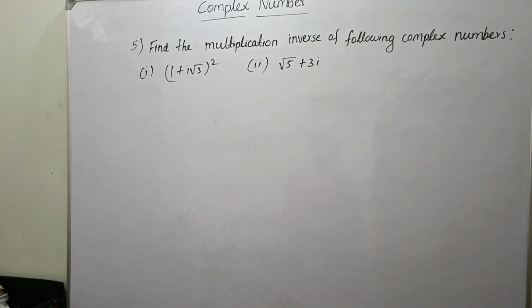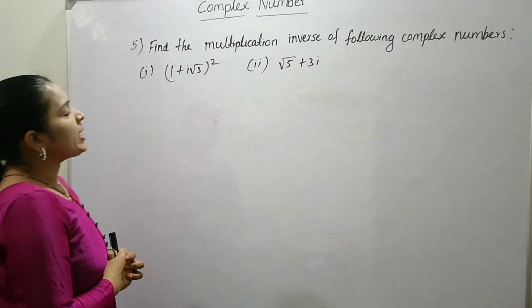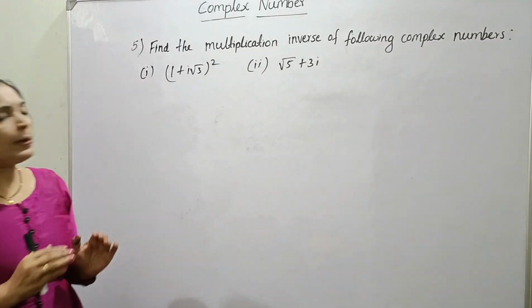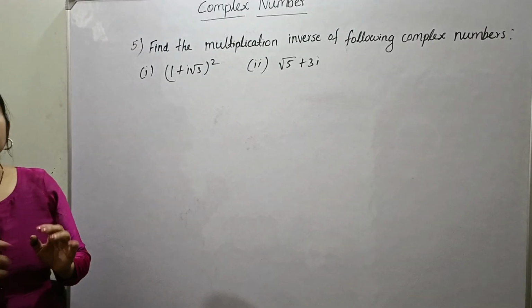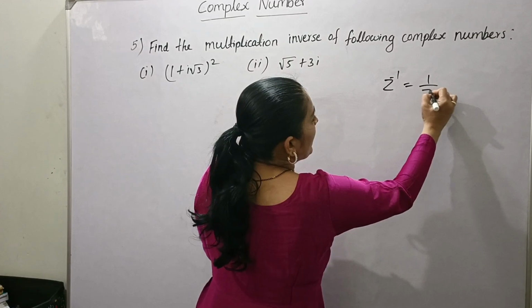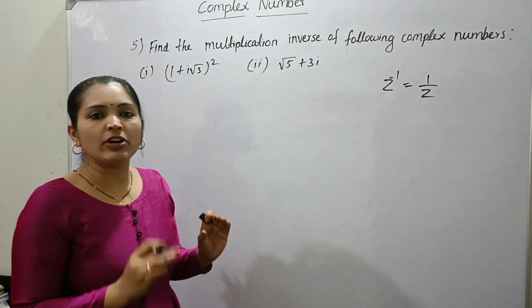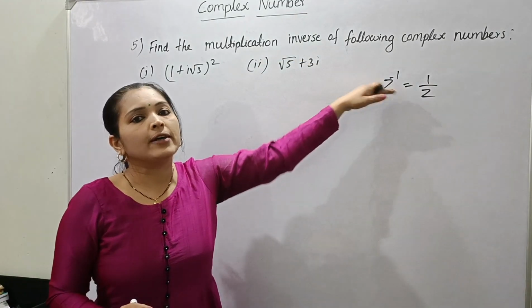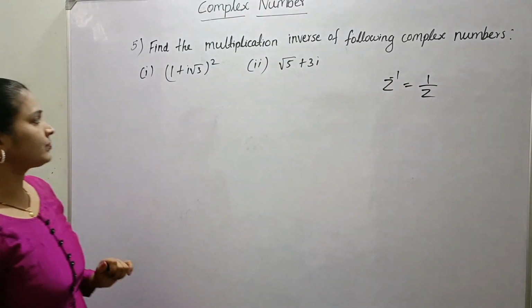Let us go through the next question. Find the multiplication inverse of the following complex numbers. First one, (1 plus i root 3) whole square. We know that the multiplication inverse of a complex number z is z inverse, that is 1 by z.